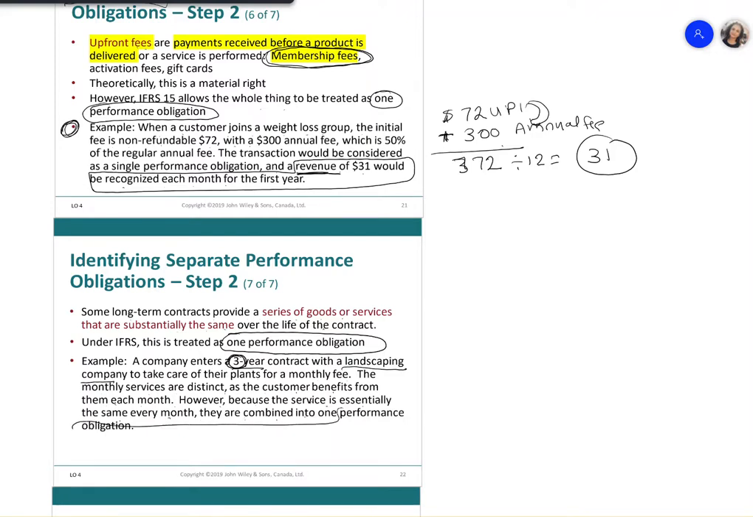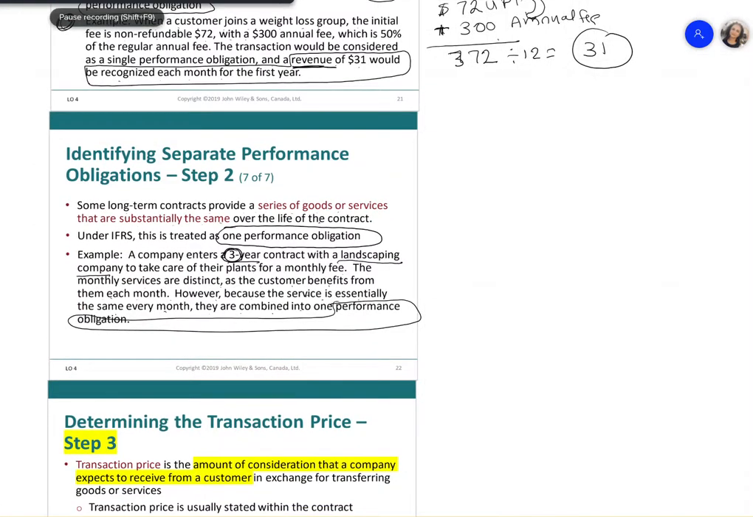The monthly service is distinct, meaning they have to come every month. But are they providing a different service? No, the obligation is exactly the same. So that's another way IFRS looks at it, that this is one obligation. What we're trying to do is decide whether we should separate the performance obligations or combine them. If we separate them, we have to record them separately. If we can put them together, then we record one revenue.